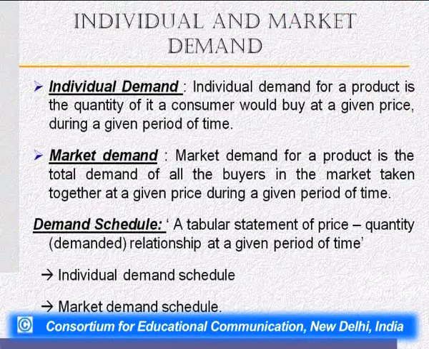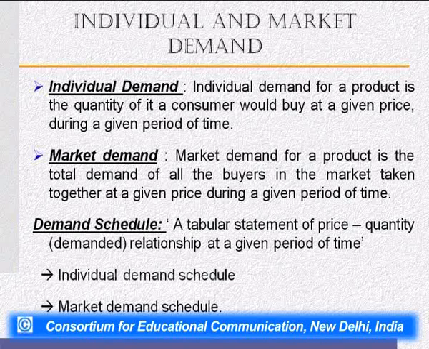Now, if we are talking about individual demand and market demand, individual demand for a product is the quantity its consumer would buy at a given price, and market demand for a product is the total demand of all the buyers. Individual demand is when a single consumer wants a particular commodity. But if we take the gross total of all the individuals, then we can say market demand. So market demand for a product is the total demand of all the buyers in the market taken together at a given price during a given period.